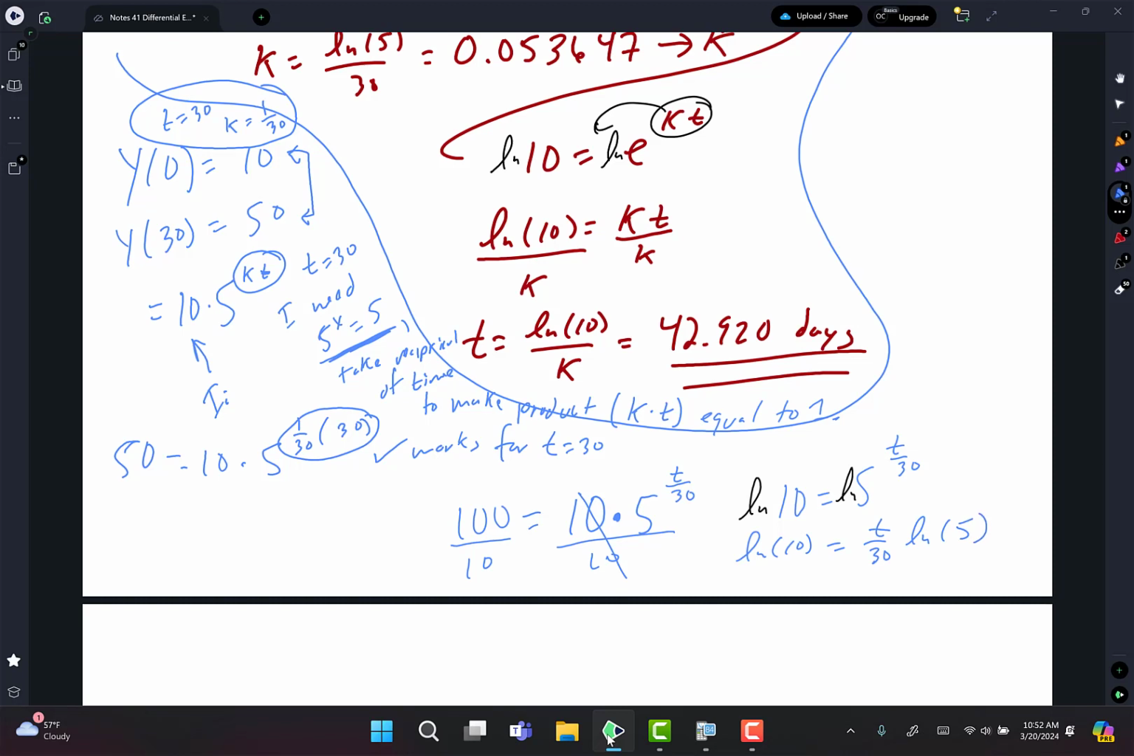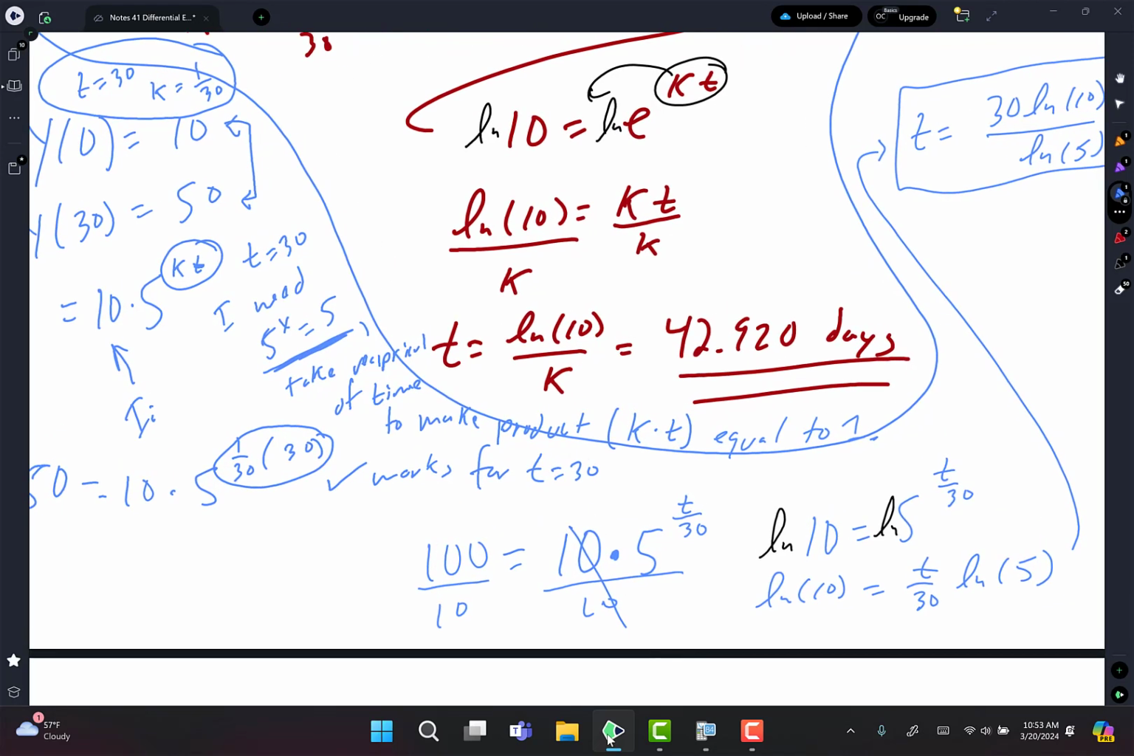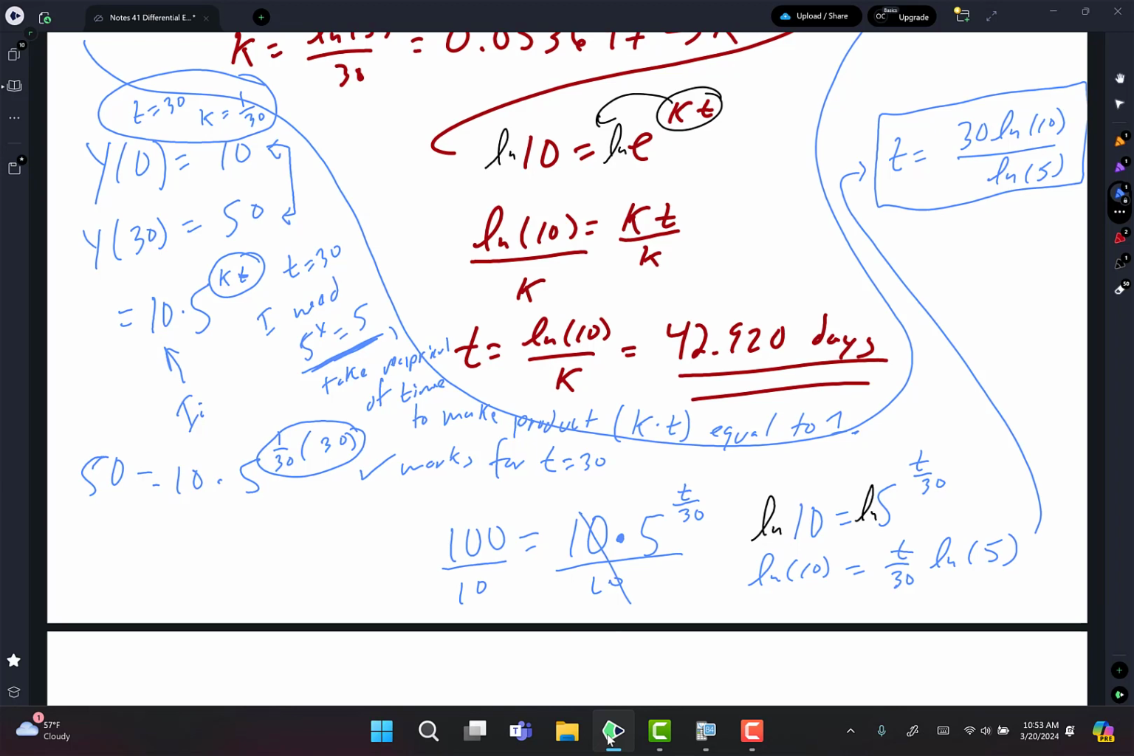Now I want to get t by itself. So I'm going to divide by ln of 5 and multiply by 30. So I'm going to write it over here. T equals 30 ln 10 divided by ln 5. Like, guys, I am not fake.